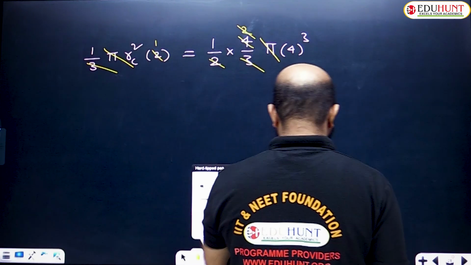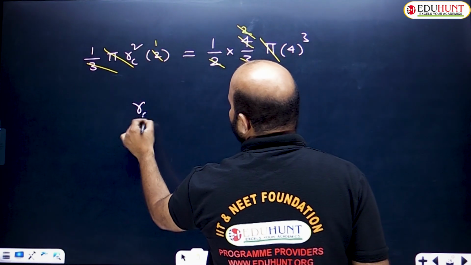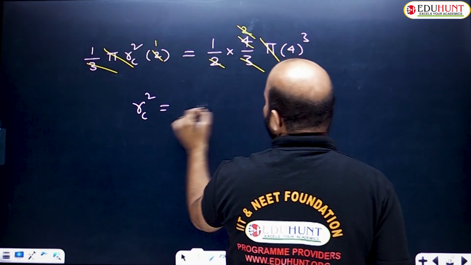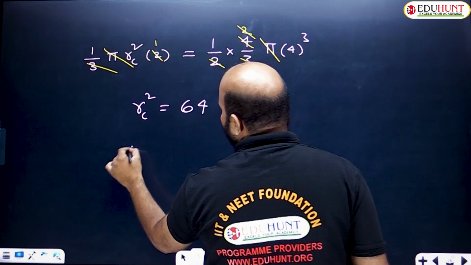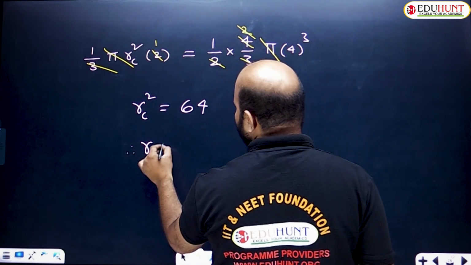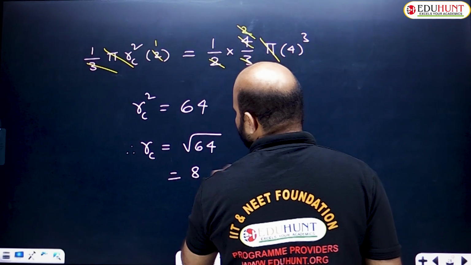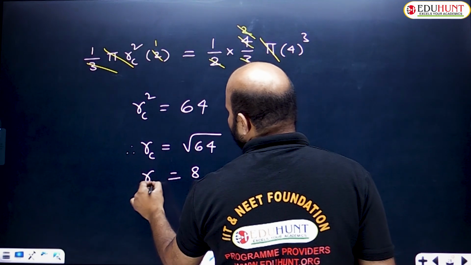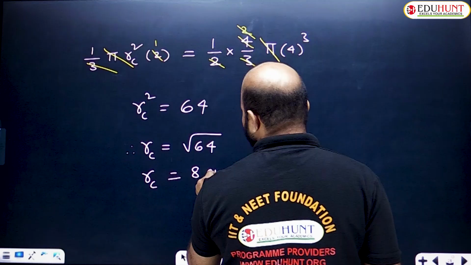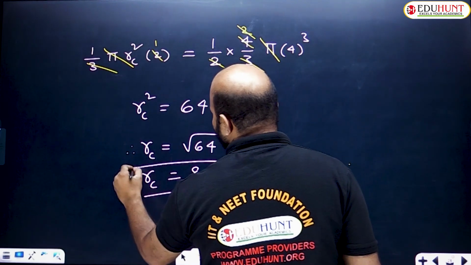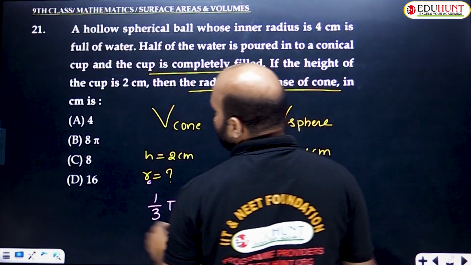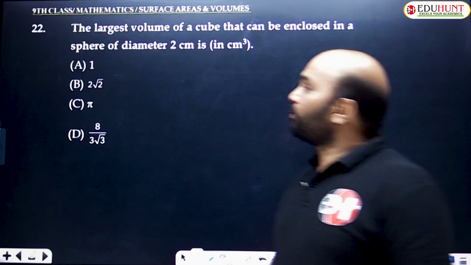R square equals 4 cube, nothing but 64. Therefore the radius of the cone equals root 64, that means 8. So the radius of the cone equals 8 centimeters. That is the required answer. Am I clear? So which option is the right answer? Option C is the right answer. Let's go to question number 22.